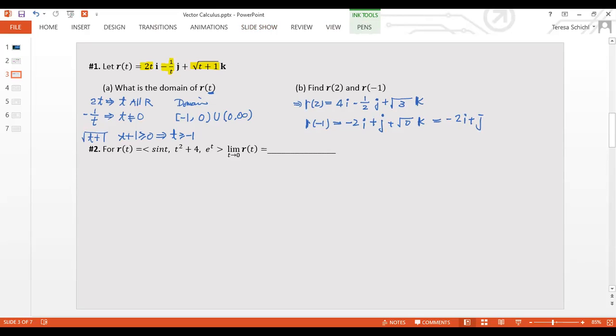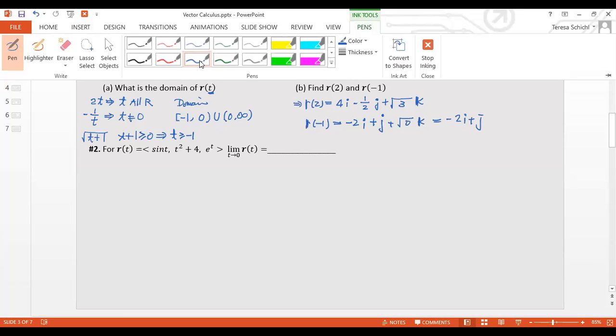Now for the next one, they give us r(t) equal to sine t, t squared plus 4, and e to the t. Now we want to find the limit of r(t) as t approaches 0. Okay, so let's take a look.